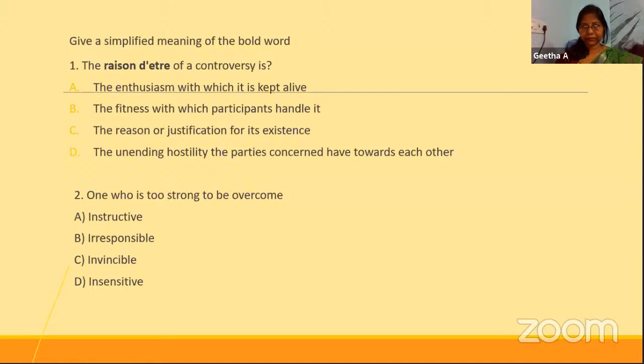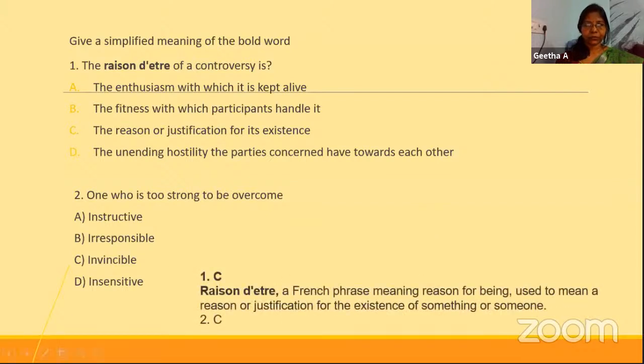So let us see the answer. It's actually C. It is a French phrase meaning reason for being, used to mean a reason or justification for the existence of something or someone. The second one is also C. Instructive is someone giving instructions, not that. Irresponsible has nothing to do with strength. Insensitive also has nothing to do with strength, it is about being sensitive or not. Invincible is something which is very strong, right?